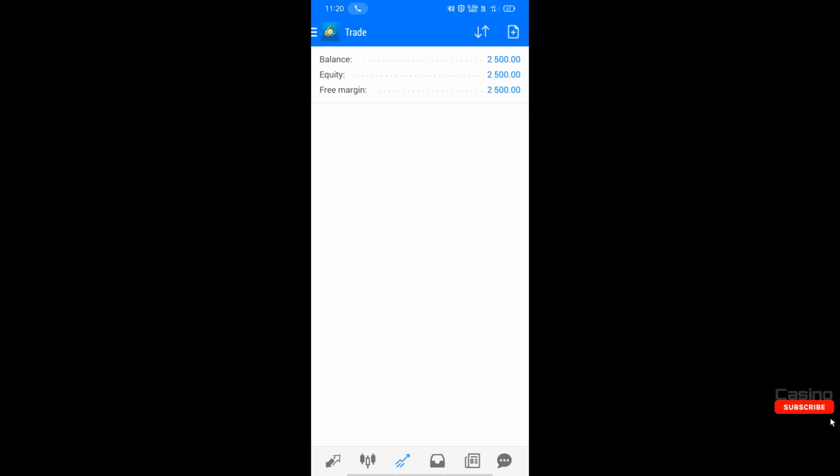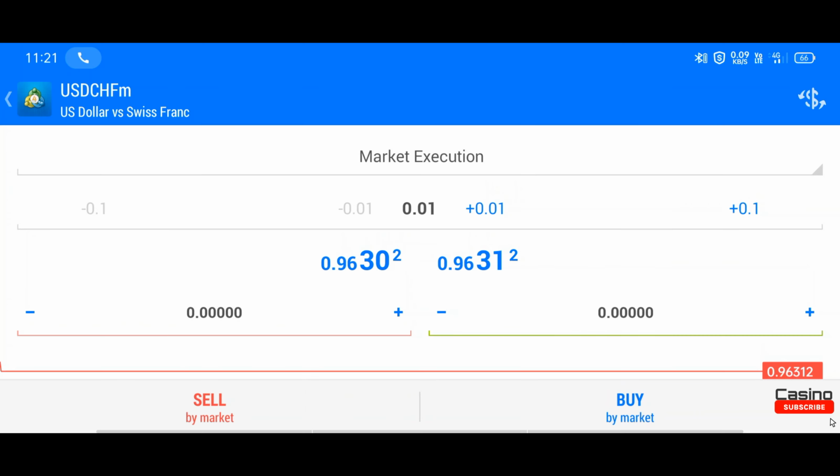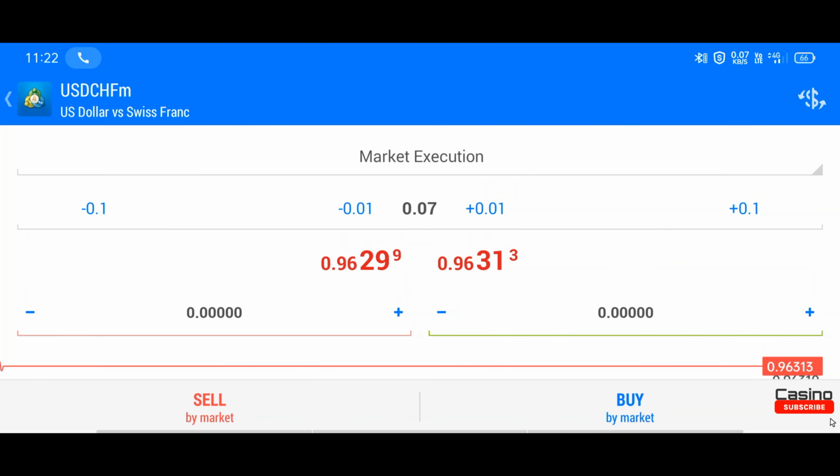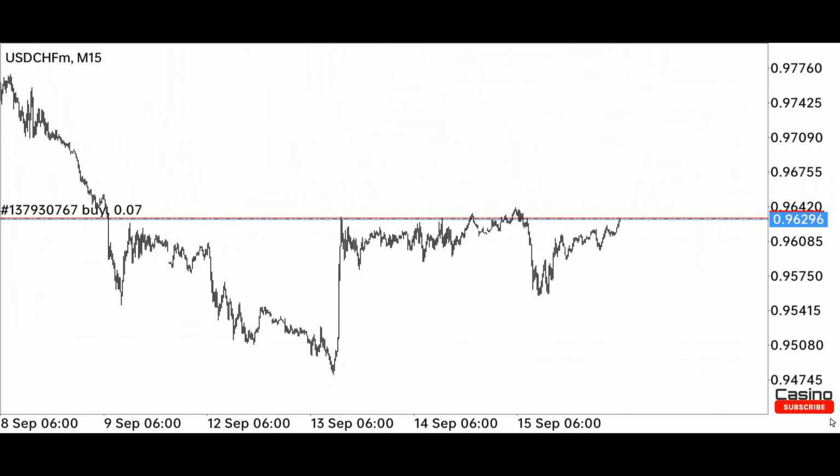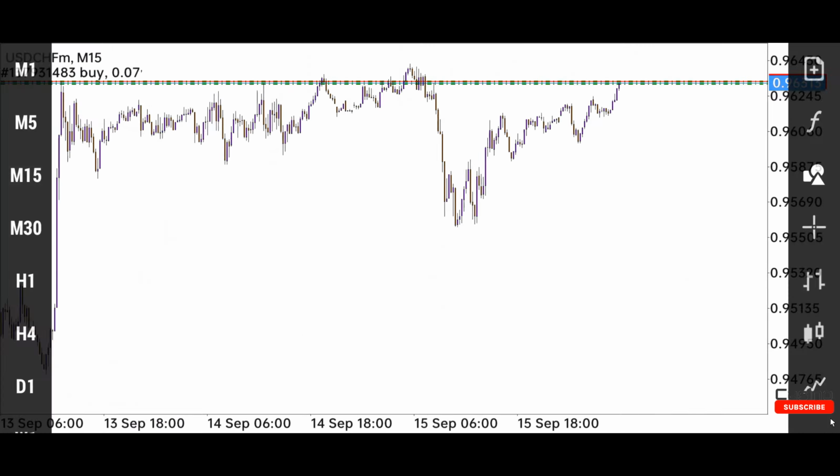I have $2,500 in my account now, which I am going to grow. You can also grow a small account with proper risk management. I adjusted the lot size to 0.07 according to the account, which I have already calculated. You can also calculate your risk with the help of a position size calculator, whose link I will give in the description box.